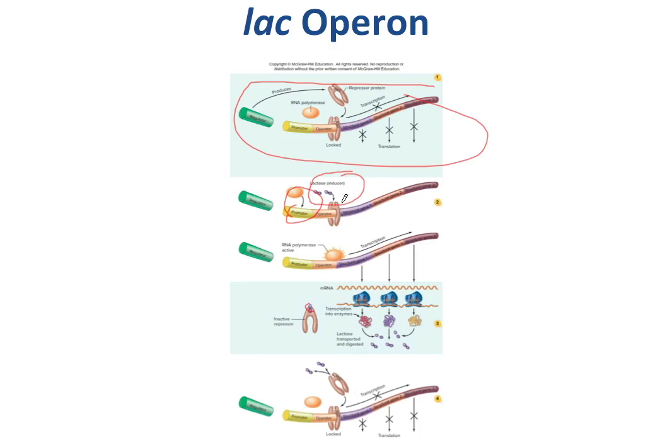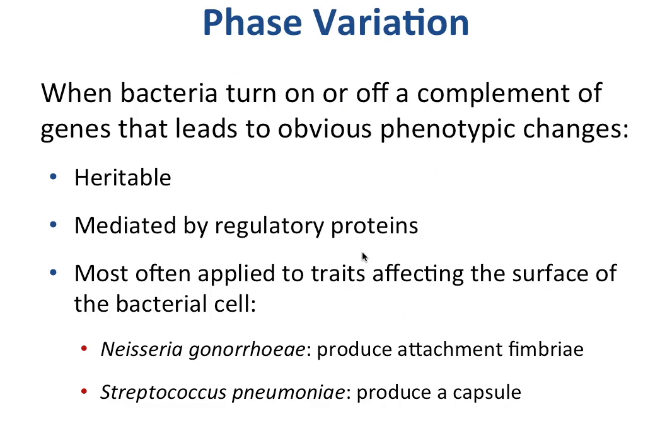If the repressor is released, there's no inhibition. So the RNA polymerase can do its job, can initiate the transcription, and also the translation can start. So the operon can be considered as a biological switch. You can use this switch to control certain gene expression.